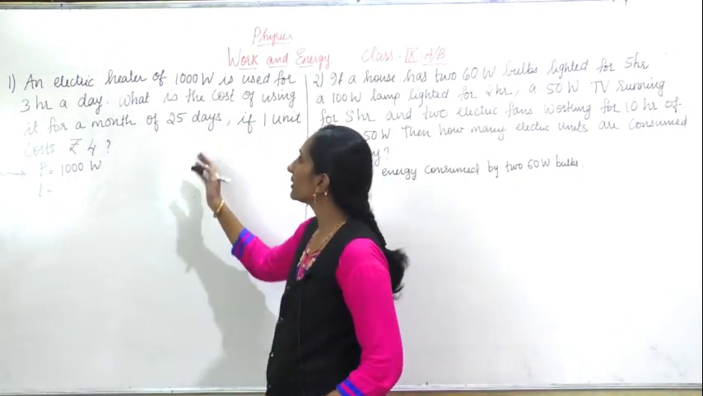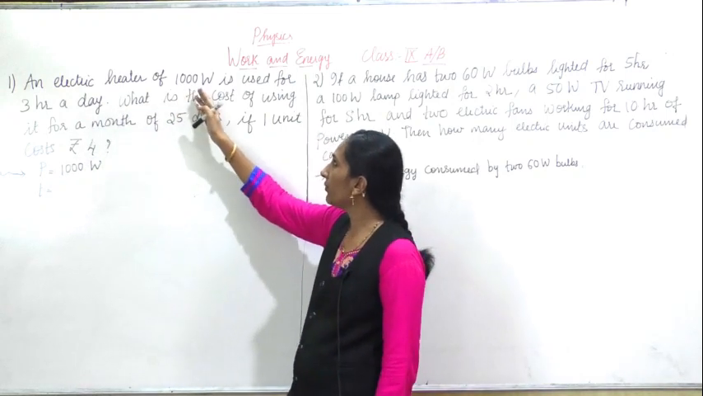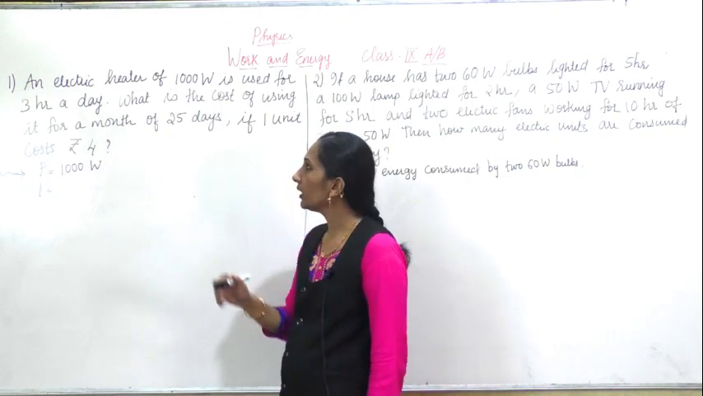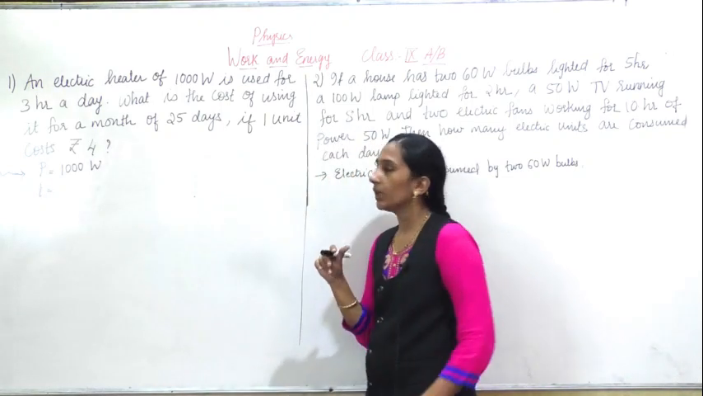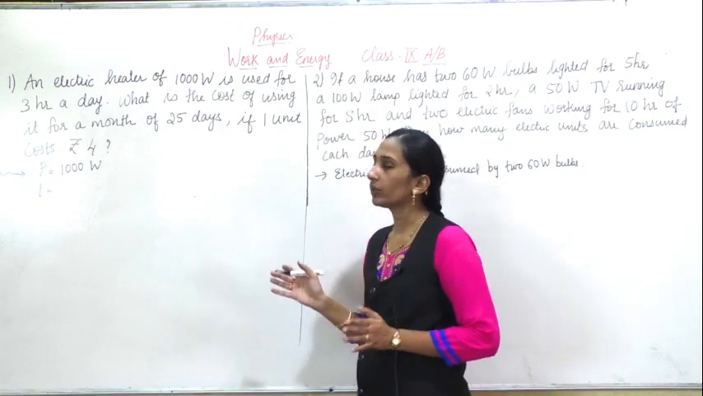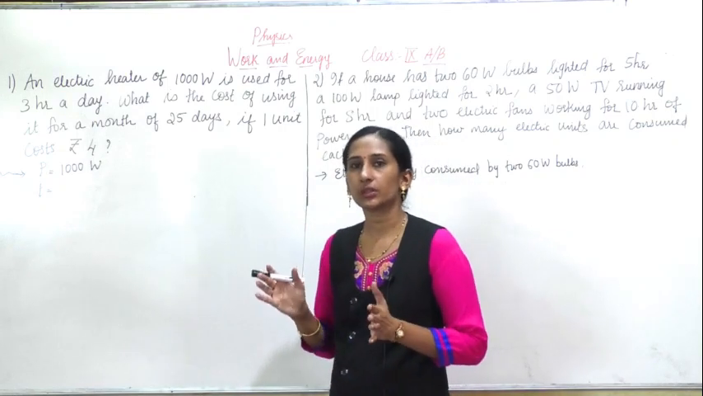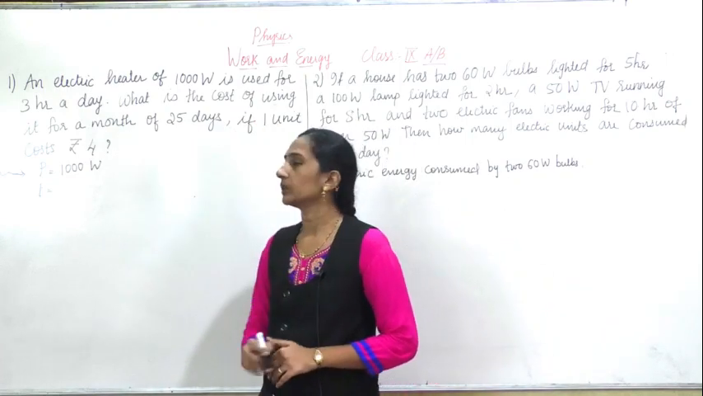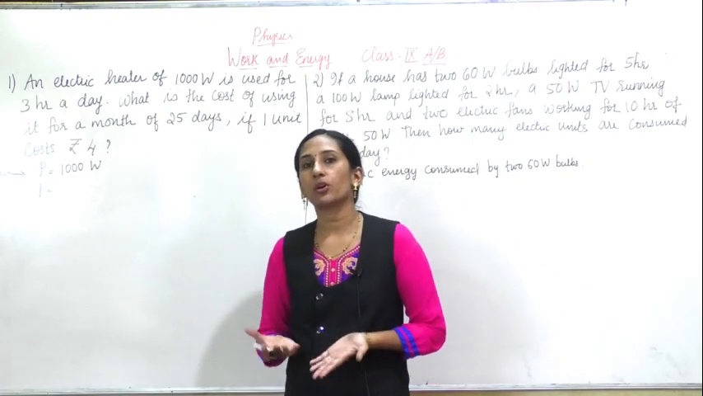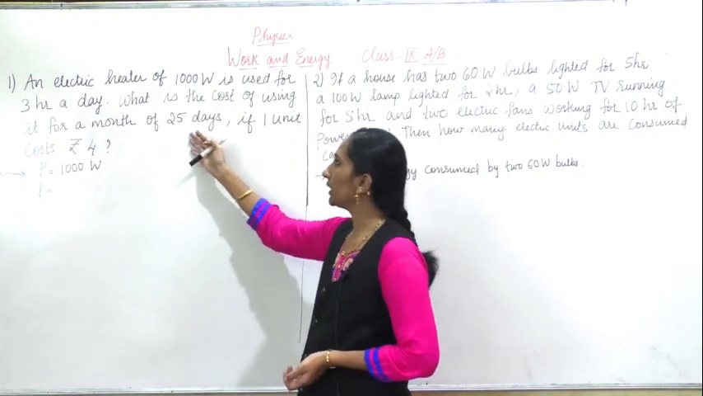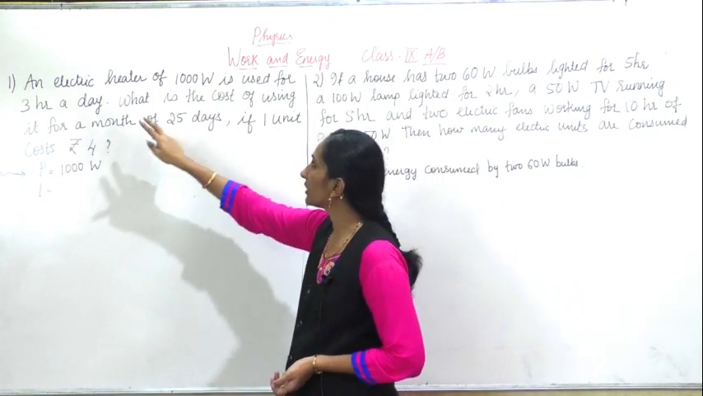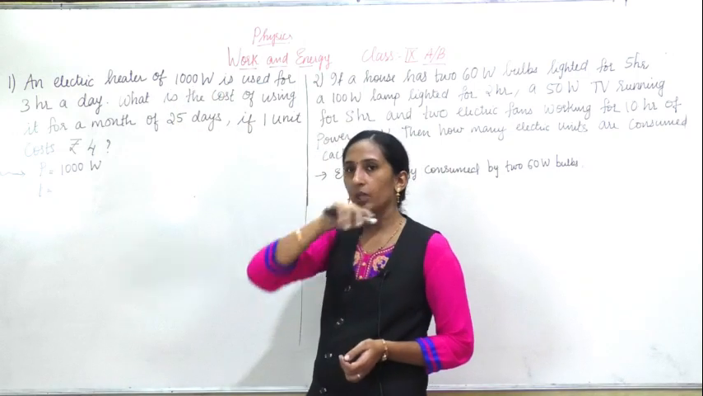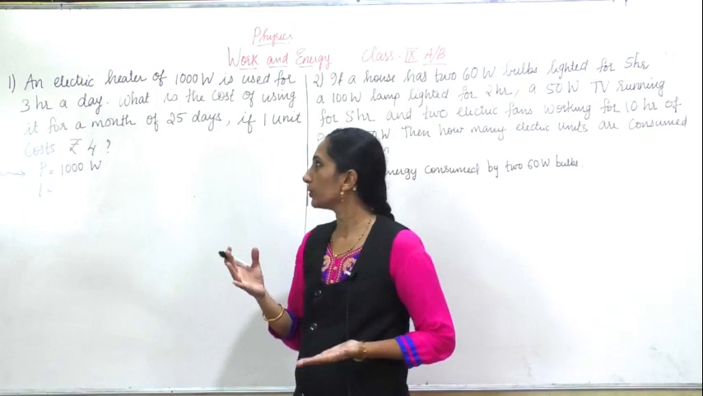You can see the first example over here. An electric heater of 1000 watt is used for 3 hours a day. In one day it is used for 3 hours. What is the cost of using it for a month? You have to find the cost for a month of 25 days. For 25 days, what will be the cost you have to find.